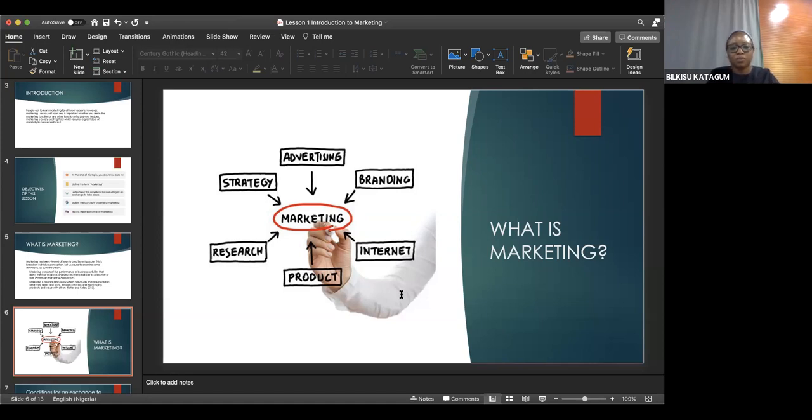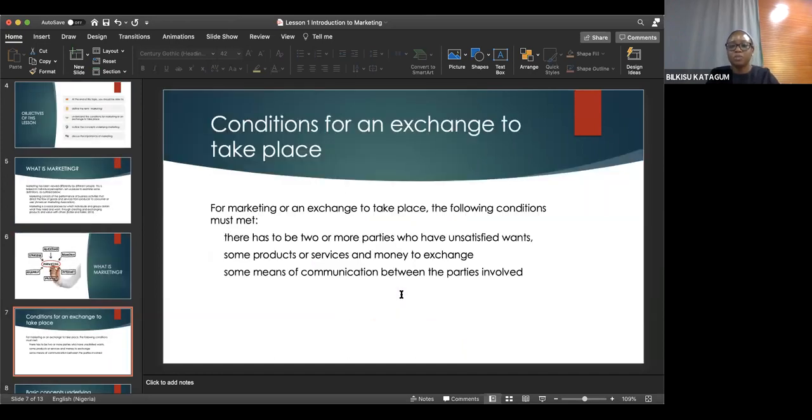The next thing we're going to talk about is the conditions for an exchange to take place. Philip Kotler stated that there are a number of conditions that must be met before marketing and exchange can take place. The first is that there must be two or more parties who have unsatisfied wants. Then some products or services and money to exchange. Then some means of communication between the parties involved.